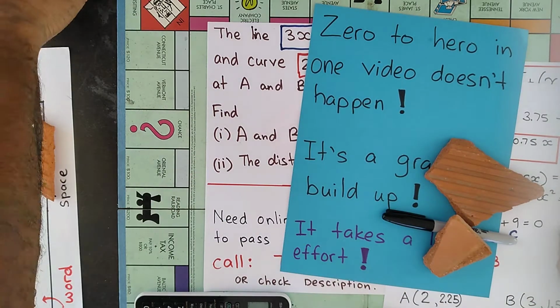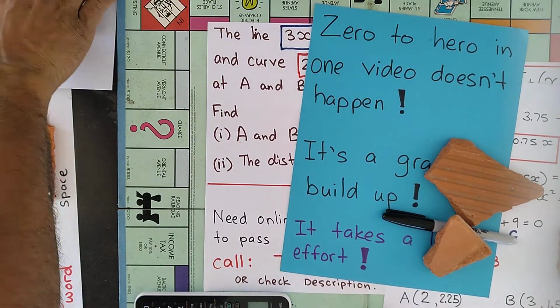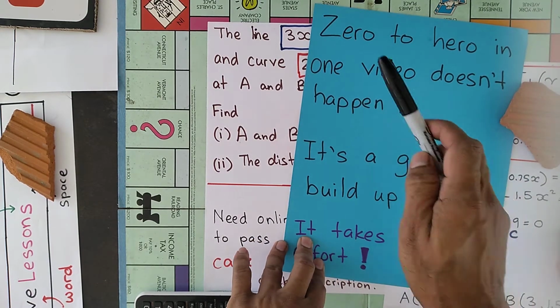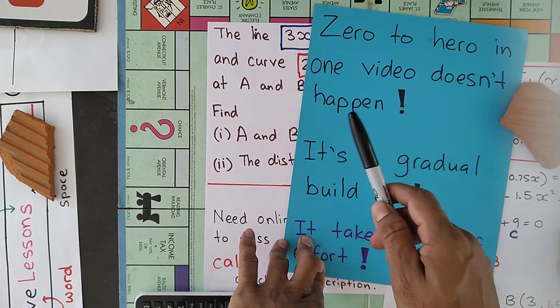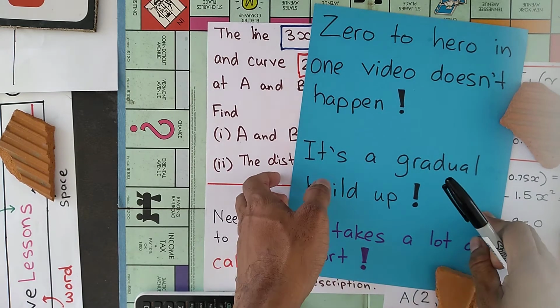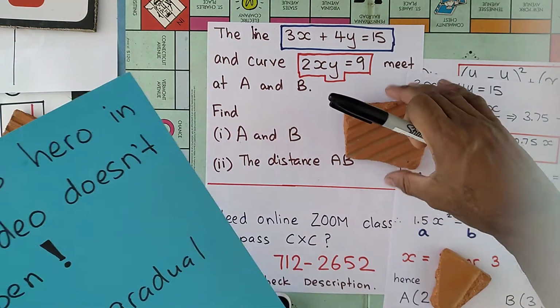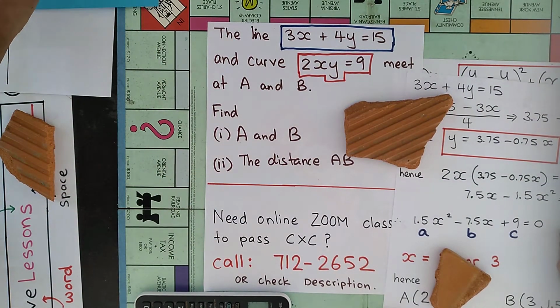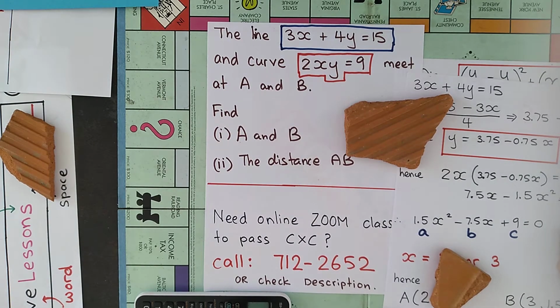Alright, and remember, it's a gradual process guys, okay? 0 to hero doesn't happen in one video. It's a gradual build up and it takes a lot of effort, okay? So I want to remind everybody that doing these series of videos alone will not make you pass your AdMath exam. This is supplemental stuff to help you with stuff you did in school or that you did in lessons.